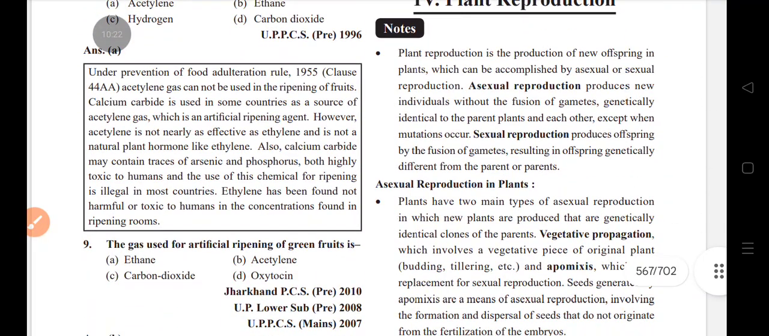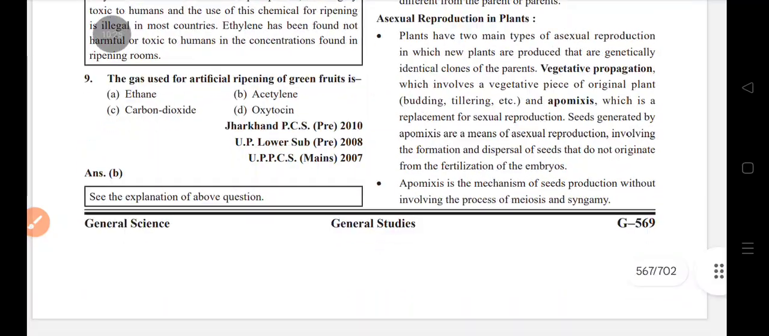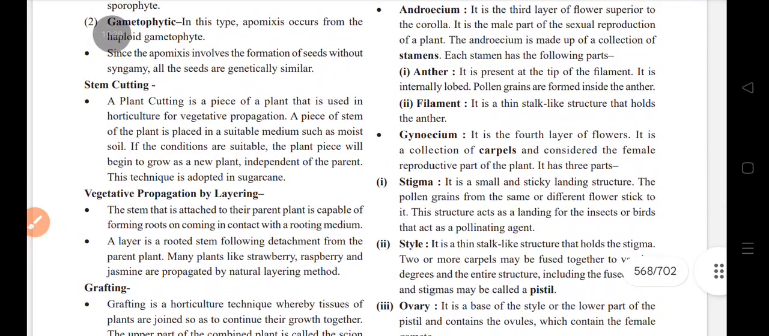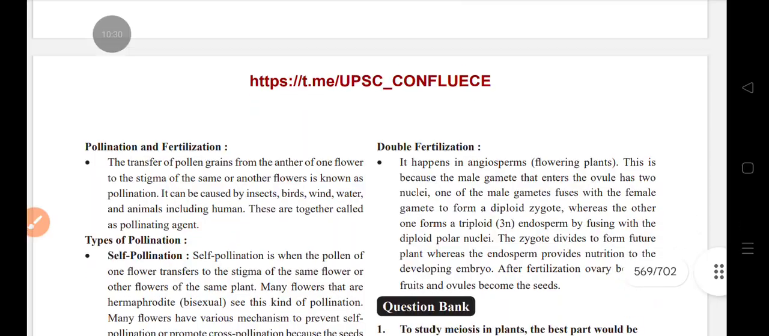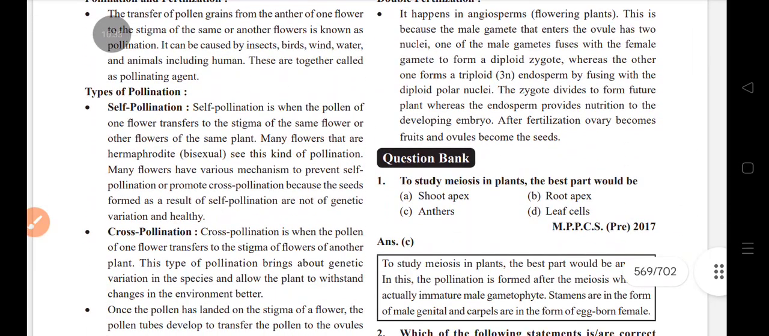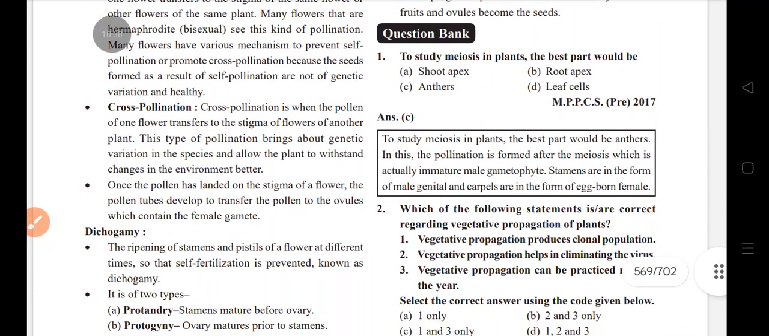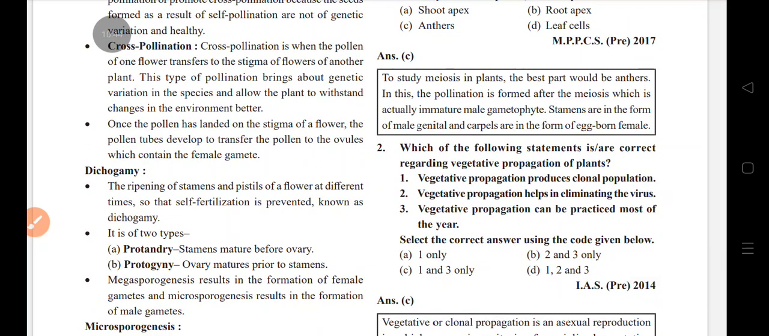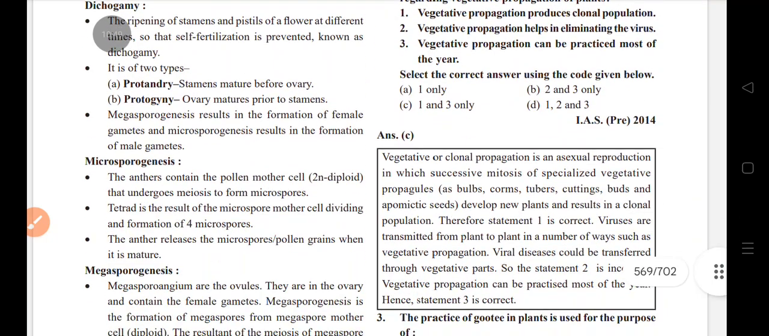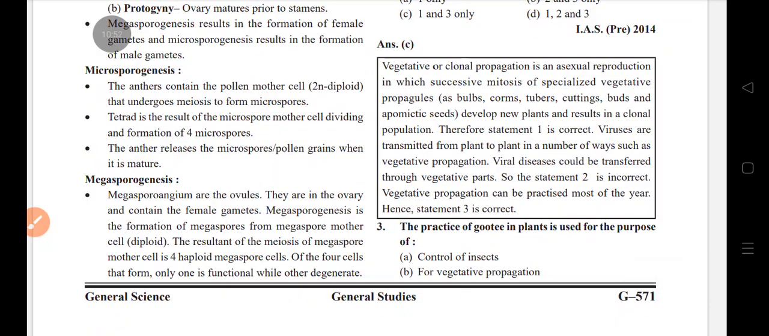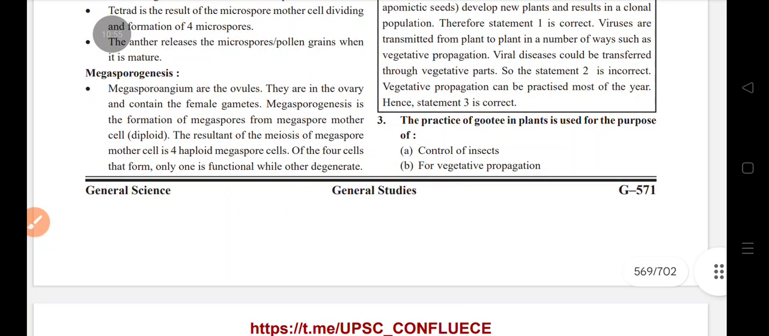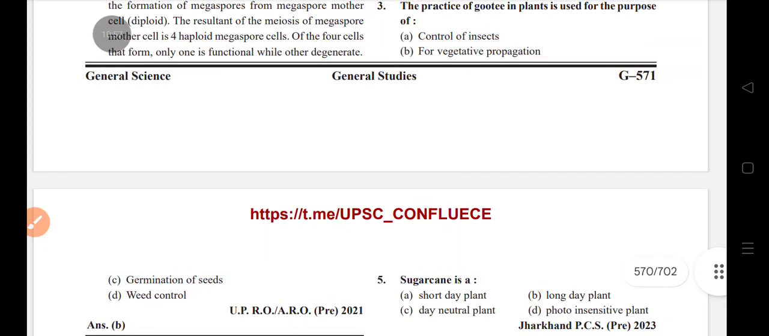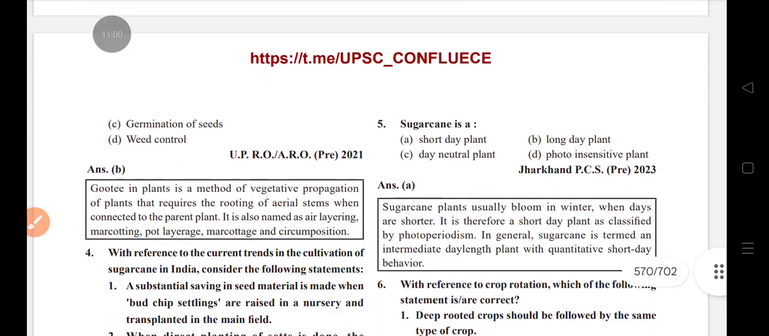Plant reproduction. Sexual, vegetative propagation. To study meiosis in plant, the best part would be anther. Which is correct regarding vegetative propagation of plant? Vegetative propagation produces clonal population. Vegetative propagation can be practiced most of the year. The practice of gootee in plant is used for the purpose of vegetative propagation.